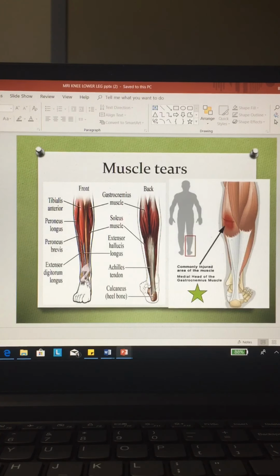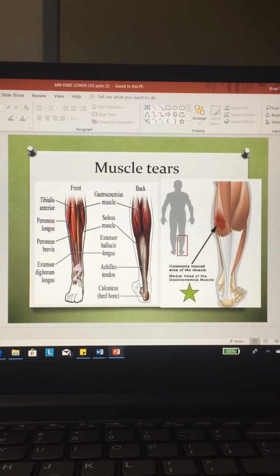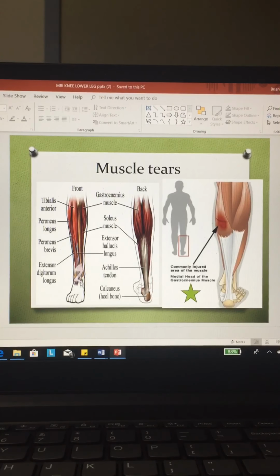So we'll go through the anatomy here, then we'll take a break before we look at how we set up for knee and tib fib. Other than that, you have your tibia bone, and we have your fibular bone.